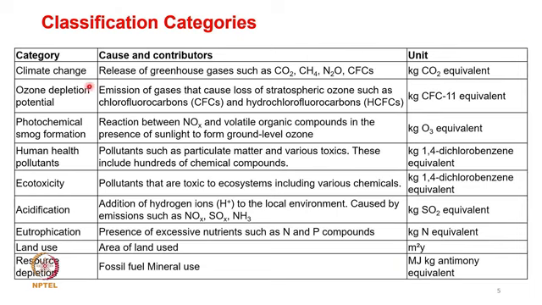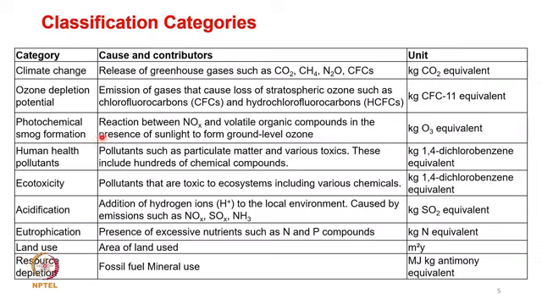So, for instance, climate change. The causes are typically the release of greenhouse gases such as CO2, CH4, N2O, and CFCs, and eventually it is computed as kilograms of CO2 equivalent. Similarly, ozone depletion potential is the emission of gases that cause loss of stratospheric ozone, such as chlorofluorocarbons and hydrochlorofluorocarbons, and this is typically computed as kilograms of CFC-11 equivalent.